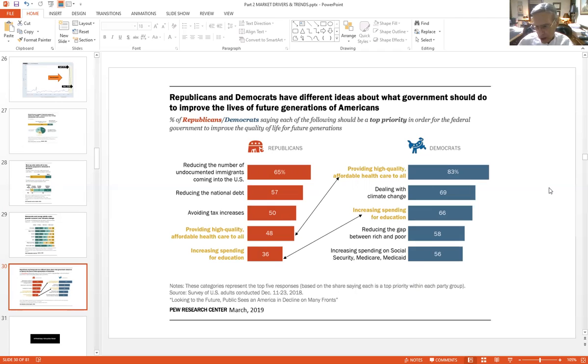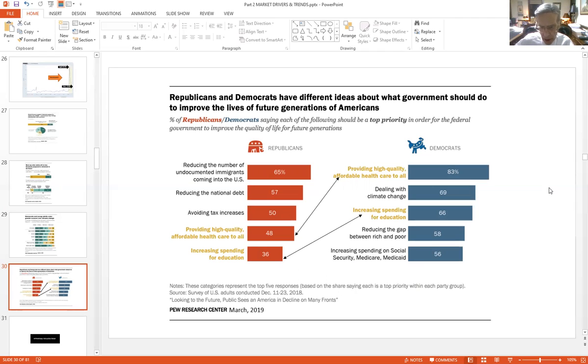Nevertheless, because you've got a significant enough portion of both Democrats and Republicans interested in healthcare and education, we can expect to see some progress in those directions as well.